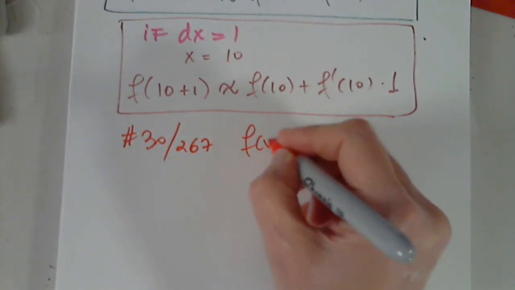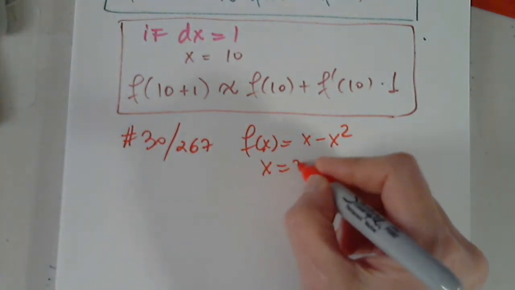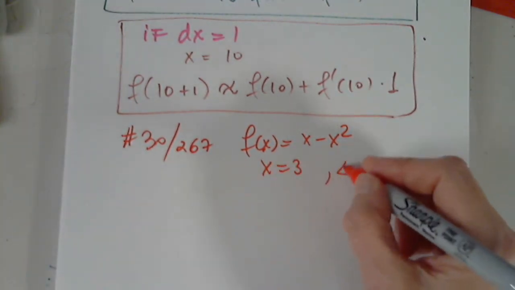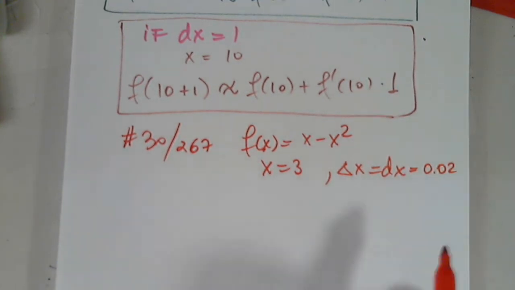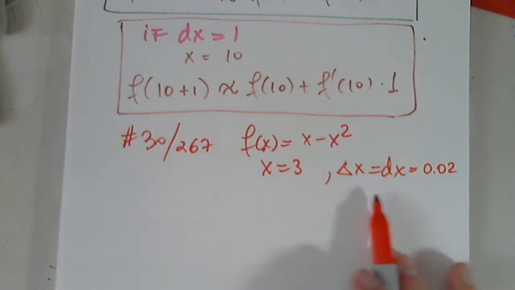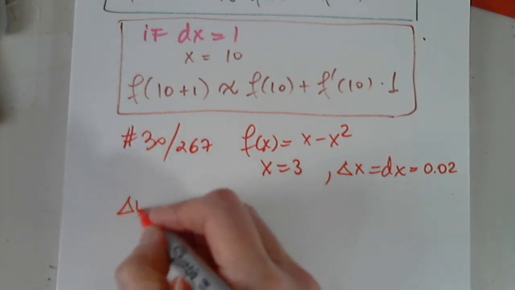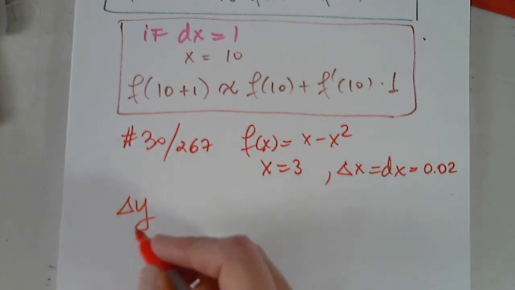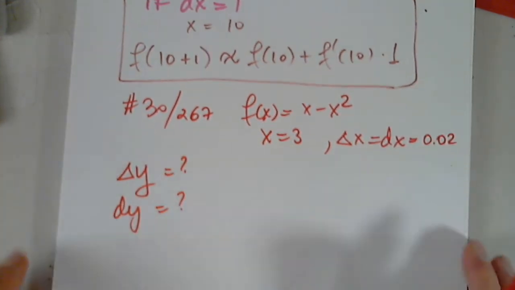We're given a function which is f of x equals x minus x squared. We're given x, which is 3. And we are given delta x, which equals dx, of course, equals 0.02. As you see, dx is a minor error or minor change in x, 0.02. They're asking us to find delta y and also find dy. These are the questions.